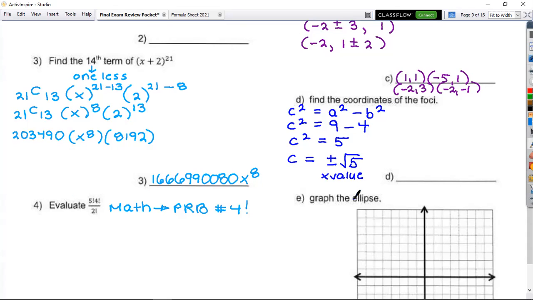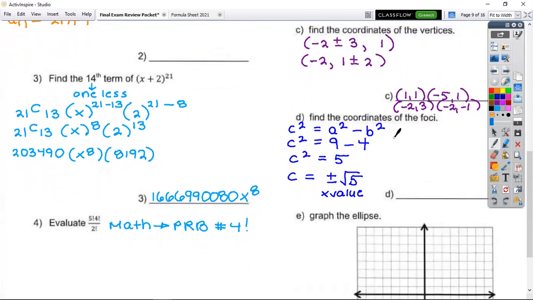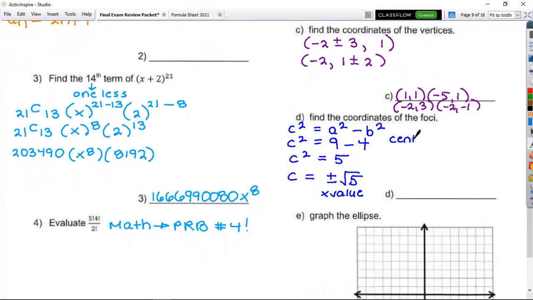All right, so my coordinates here, where is my center? Right up there, -2, 1. So center was at -2, 1. So therefore your foci, so your first foci is going to be at -2 plus the square root of 5, comma 1. And then your second would be -2 minus the square root of 5, comma 1. Okay, or you could leave them together too. It makes no difference to me. If you want to just leave it plus and minus, that's fine.